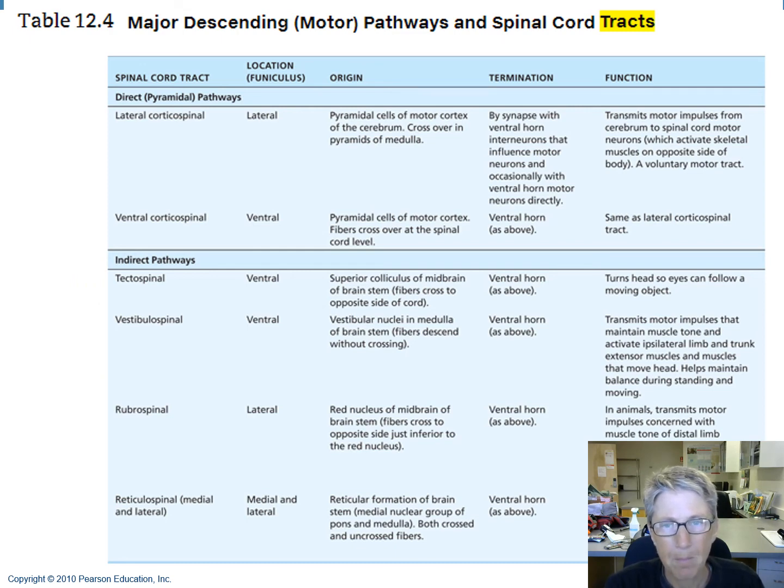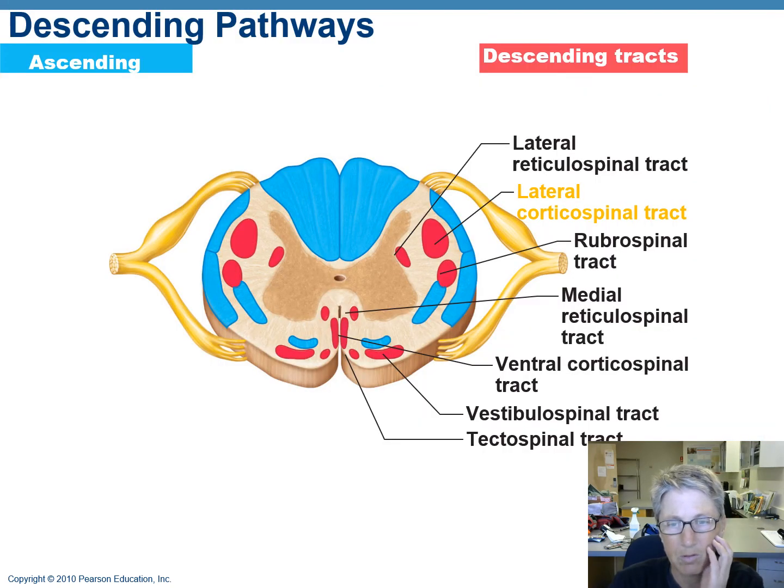And this is a table that shows the major descending pathways. So for example, the lateral corticospinal tract originates in the pyramidal cells of the motor cortex, like I said. Its function is to transmit motor impulses from the cerebrum to spinal cord neurons. And then those will go out and activate skeletal muscles on the opposite side of the body. The lateral corticospinal tract is a voluntary motor tract, so it's innervating skeletal muscles. And this just shows the lateral corticospinal tract.